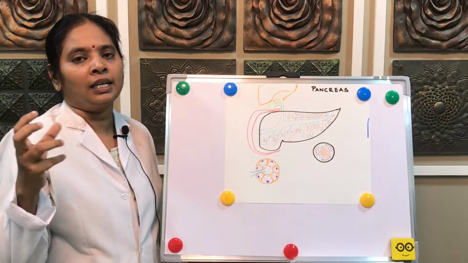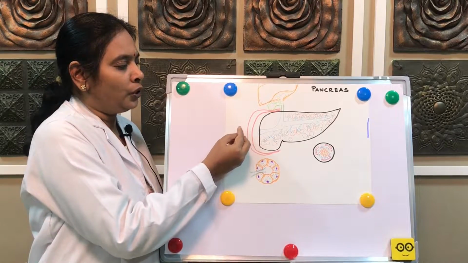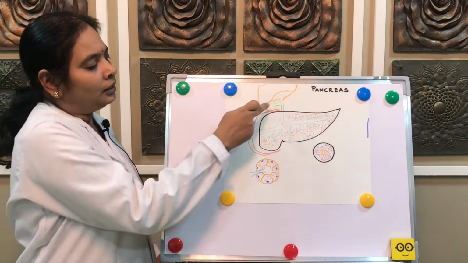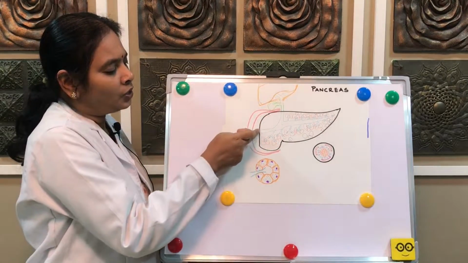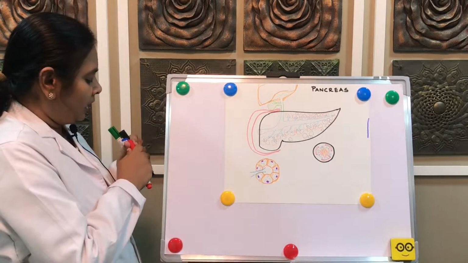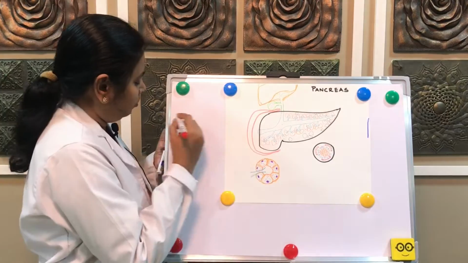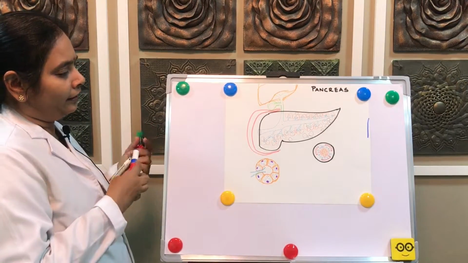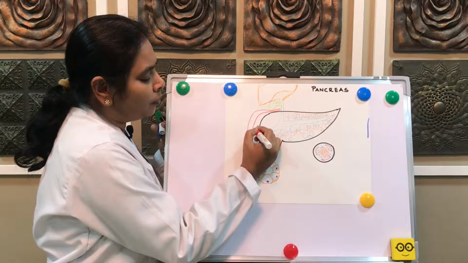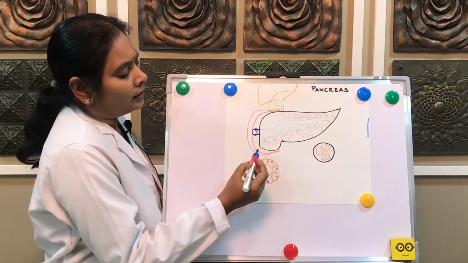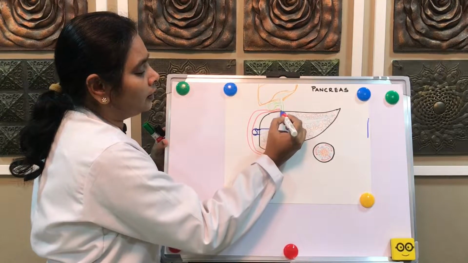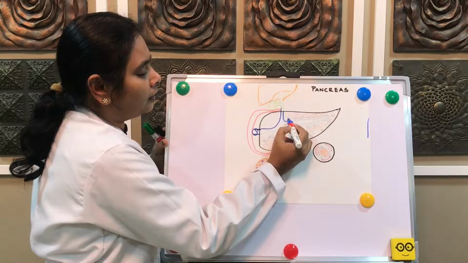The secretion from the pancreas, which contains many important enzymes for digestion of proteins and lipids, is poured into the duodenum along with another duct called the common bile duct. Along with this pancreatic duct, it opens into the duodenum here, in the opening which is otherwise called the ampulla of Vater. So this is the pancreatic duct.